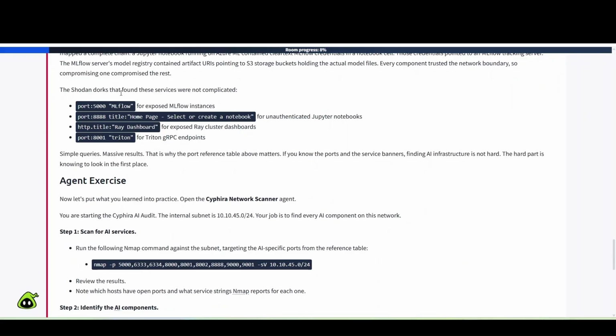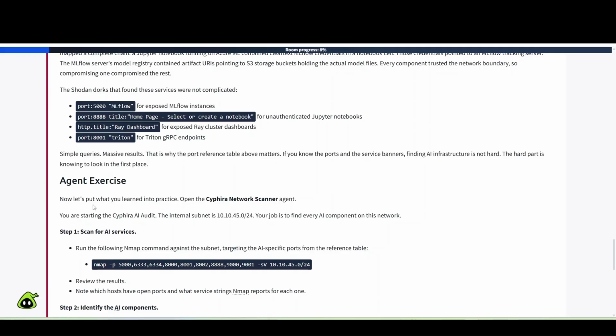The Shodan dorks that found these services were not complicated. So we have port 5000, and they're looking for MLflow for exposed MLflow instances. Port 8888, title homepage, select or create a notebook, for unauthenticated Jupyter notebooks. http.title Ray dashboard for exposed Ray cluster dashboards, and then port 8001, Triton, for Triton gRPC endpoints. Simple queries, massive results. That is why the port reference table above matters. If you know the ports and the service banners, finding AI infrastructure is not hard. The hard part is knowing to look in the first place.